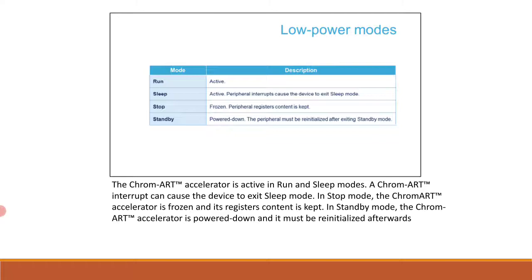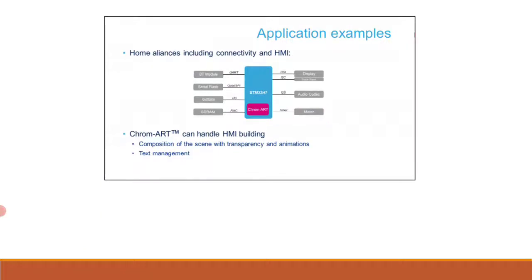So we'll have a quick look at an example application. Home appliances including connectivity and HMI, that is human machine interfaces. Chromate can handle HMI building. The Chromate accelerator is widely used in any graphical applications to compute the frame buffer without any CPU load and with a very efficient throughput. It can compose the whole scene with transparency and facilitate the management of animations. Text rendering is also accelerated, making it easy and efficient to manage anti-aliased fonts.